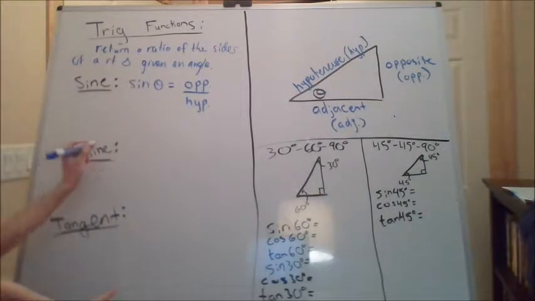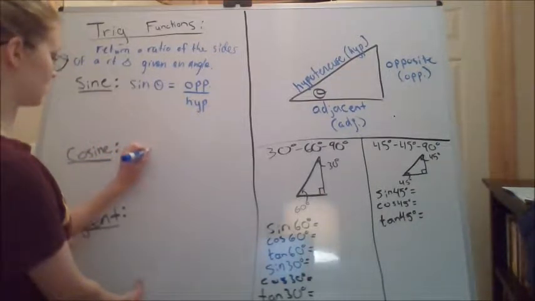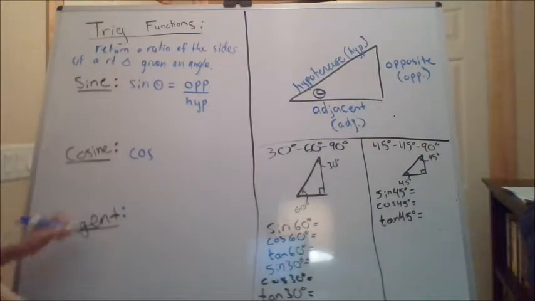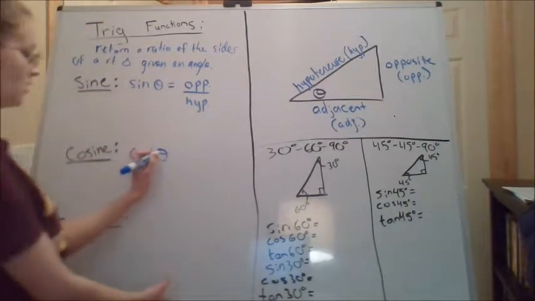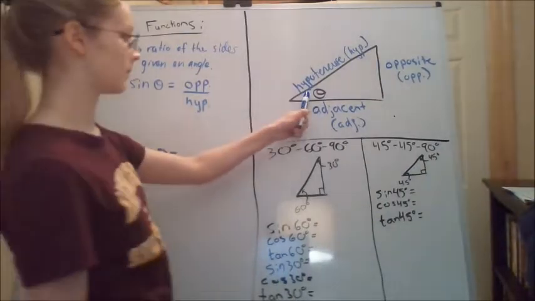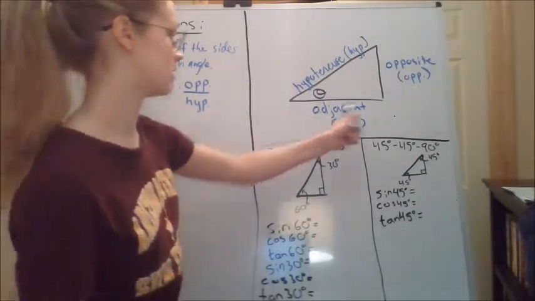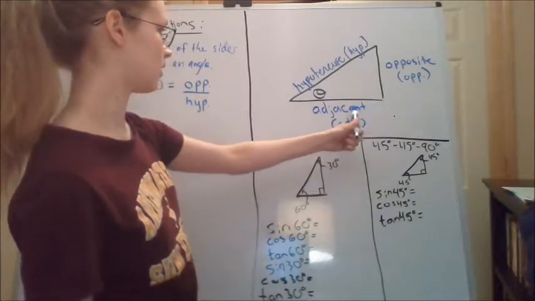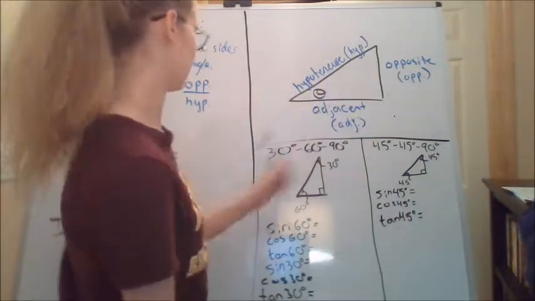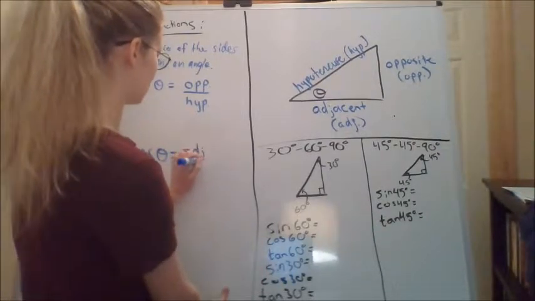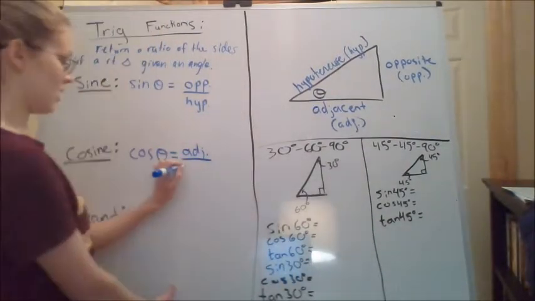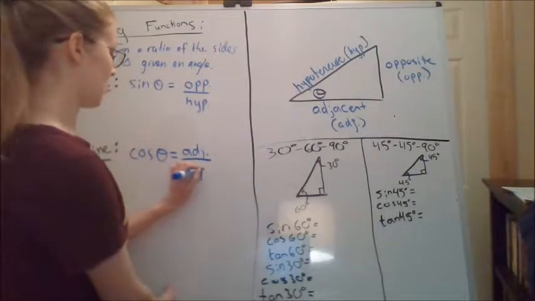Next is cosine, and cosine is abbreviated as cos, C-O-S. Cosine of theta is going to equal our adjacent side length divided by our hypotenuse side length. So cosine of theta is adjacent divided by hypotenuse.